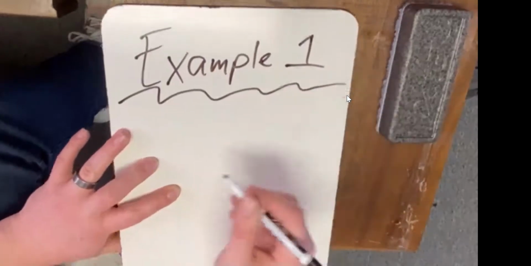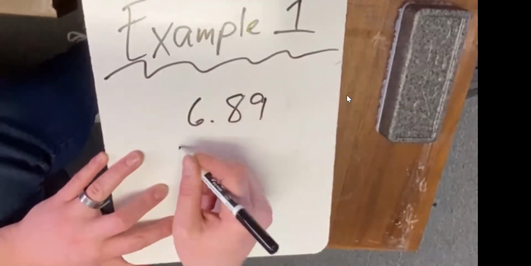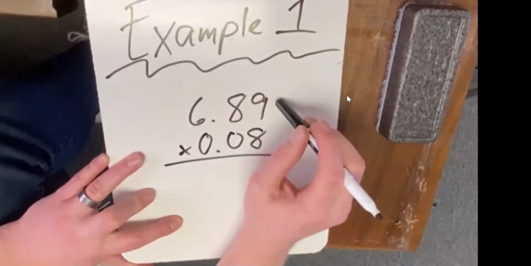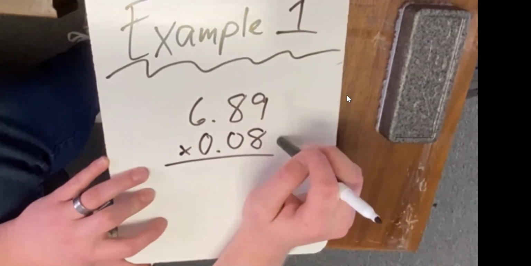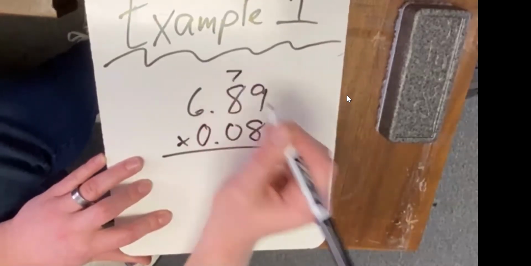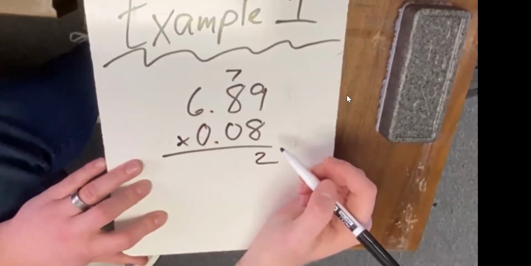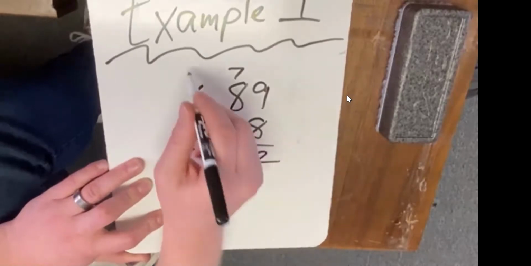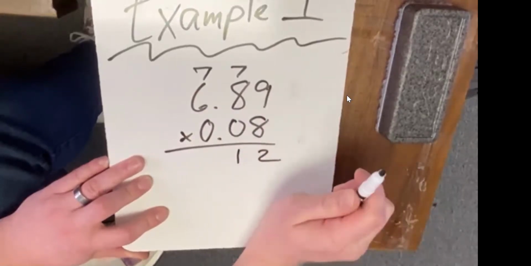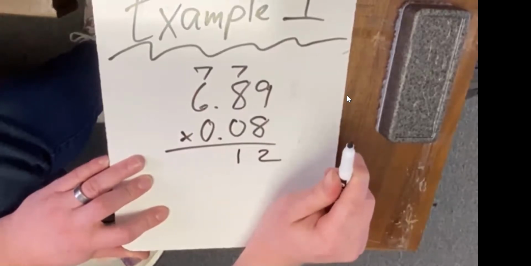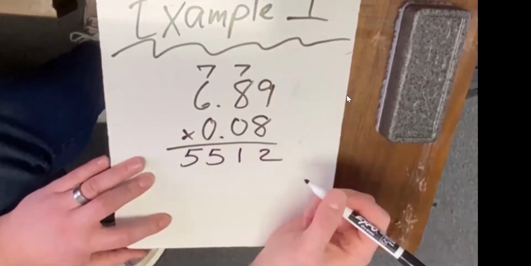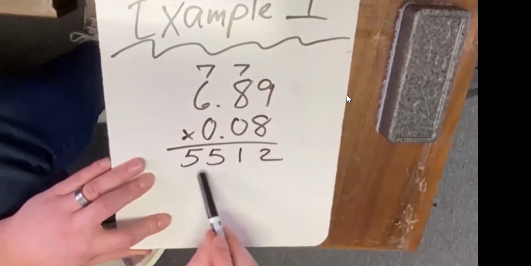Example 1, so step 1, 6.89 times 0.08. So I'm multiplying my total price of the tape by the sales tax in decimal form. Okay, so first take 8 times 9, which is 72. Carry my 7. 8 times 8 is 64, plus 7, that's going to give you 71. Carry my 7 again. Now I have 8 times 6. 8 times 6 is 48, plus another 7 is going to give you 55. So right now my answer is 5,512.